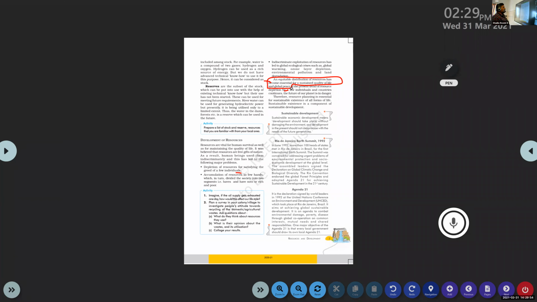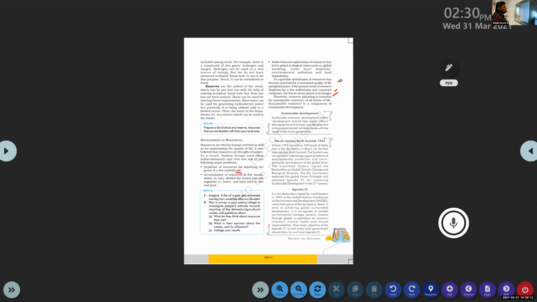So equitable distribution of resources is important. If the present trend of resource depletion by a few individuals and countries continues, the future of our planet is in danger. So the textbook says that currently a number of countries and individuals are utilizing the resources indiscriminately.